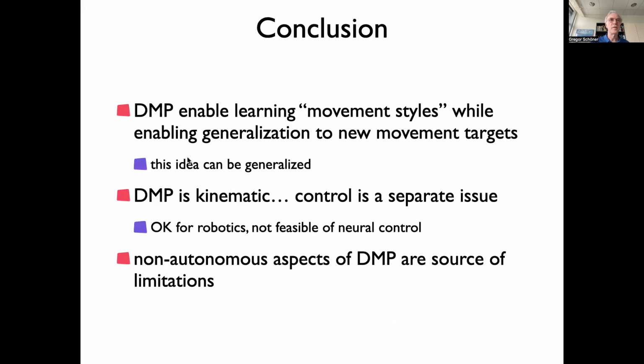So I conclude this very brief excursion into movement primitives: these dynamic movement primitives enable learning movement styles or some principles of how movement should be temporally organized, while also being able to generalize to movement targets for which you have no example movement style. So you can generalize the movement style to new targets. This is the part of this literature that has, I think, broad implications and can be used in many different ways. This particular approach is just kinematic, so it doesn't really deal with control.